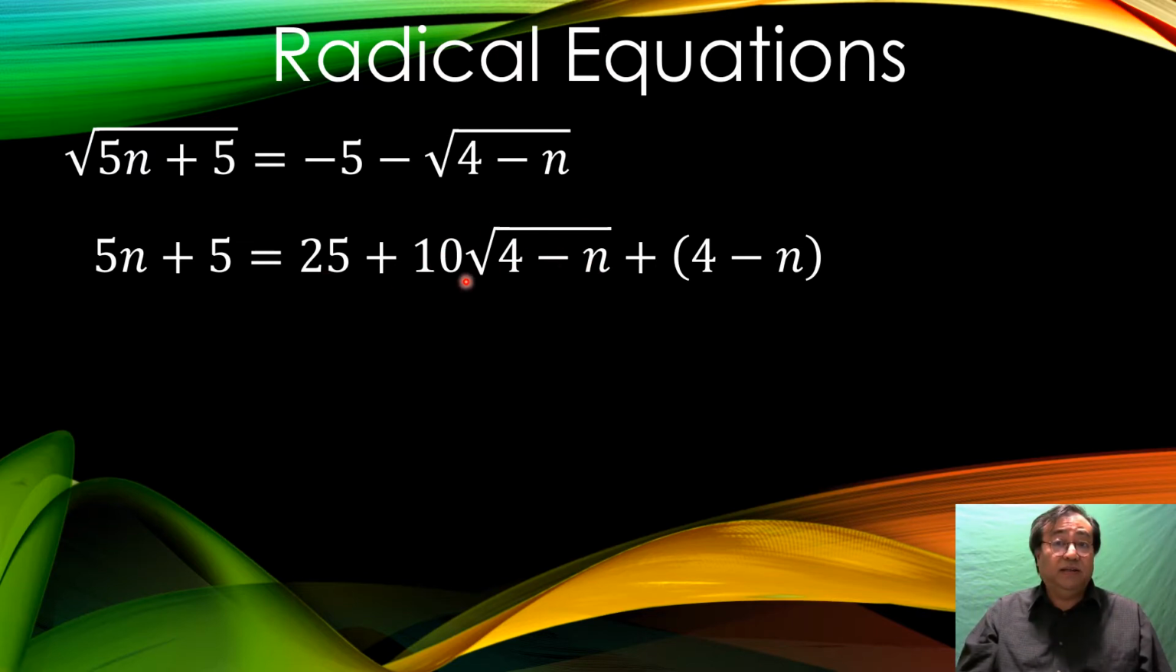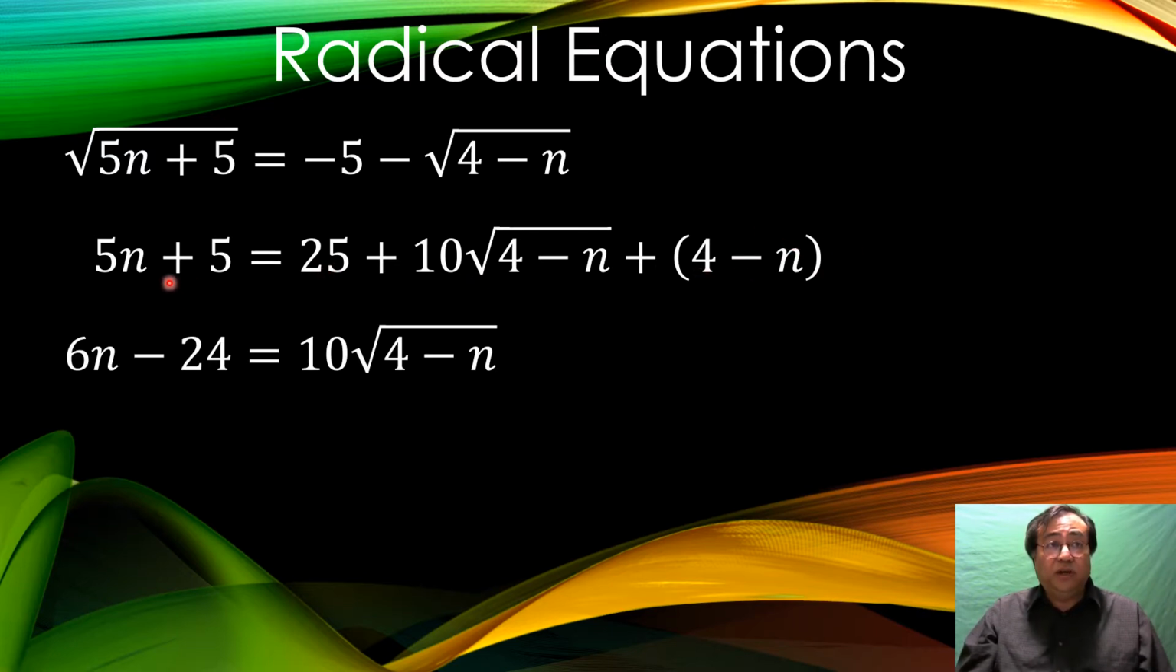Okay, and guess what? We got to square it again. So that means we got to get rid of the 4 minus n, and we got to get rid of the 25. So here, 5n plus n, that's where the 6n comes from. 5 minus 25 is negative 20, and then subtract 4 more. So that's negative 24.